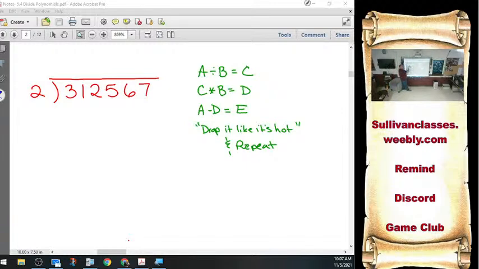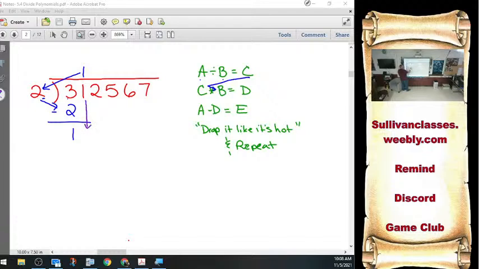You take what is 3 divided by 2? 1 and change, right? 3 divided by 2 is 1 and change. Take the 1 times 2. Get 2. Then subtract them. You're saying that 3 divided by 2 is 1, whole group of 2, and there will be 1 left over, right?